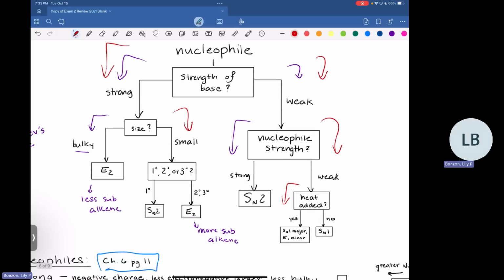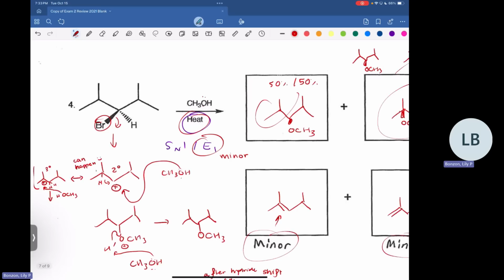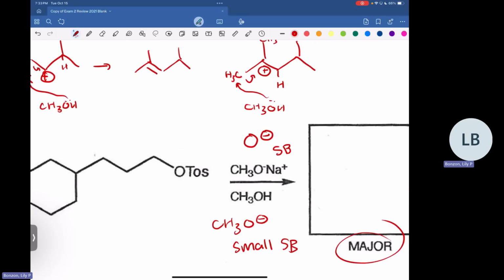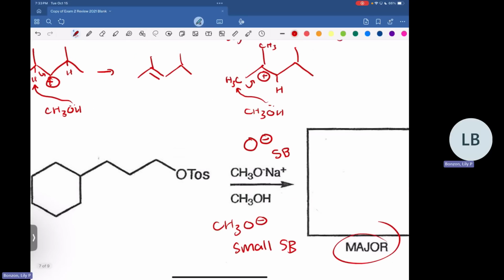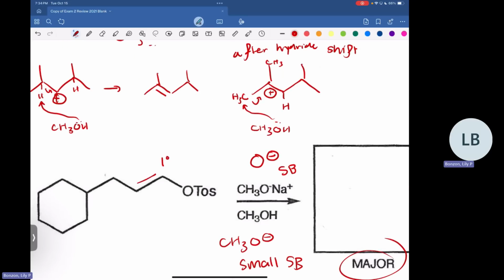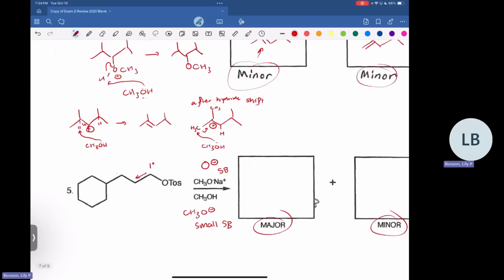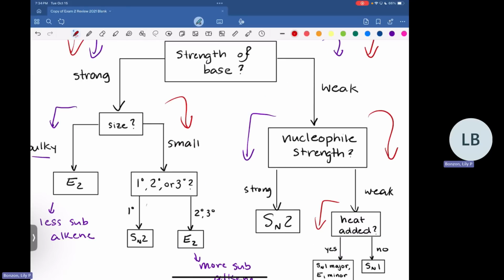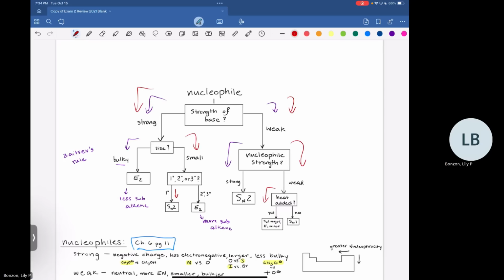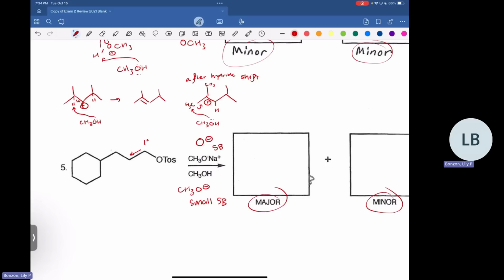and then you'll notice this additional step here, primary, secondary, or tertiary. So if we look at the carbon that this OTOS is attached to, this is a primary carbon because it just has this one carbon group. So we go back to our flow chart, and primary is actually going to be SN2. So even though this is a strong base, it's a small strong base, and the halide is primary. So the major product for this is going to be SN2. And so that's just going to be the substitution.